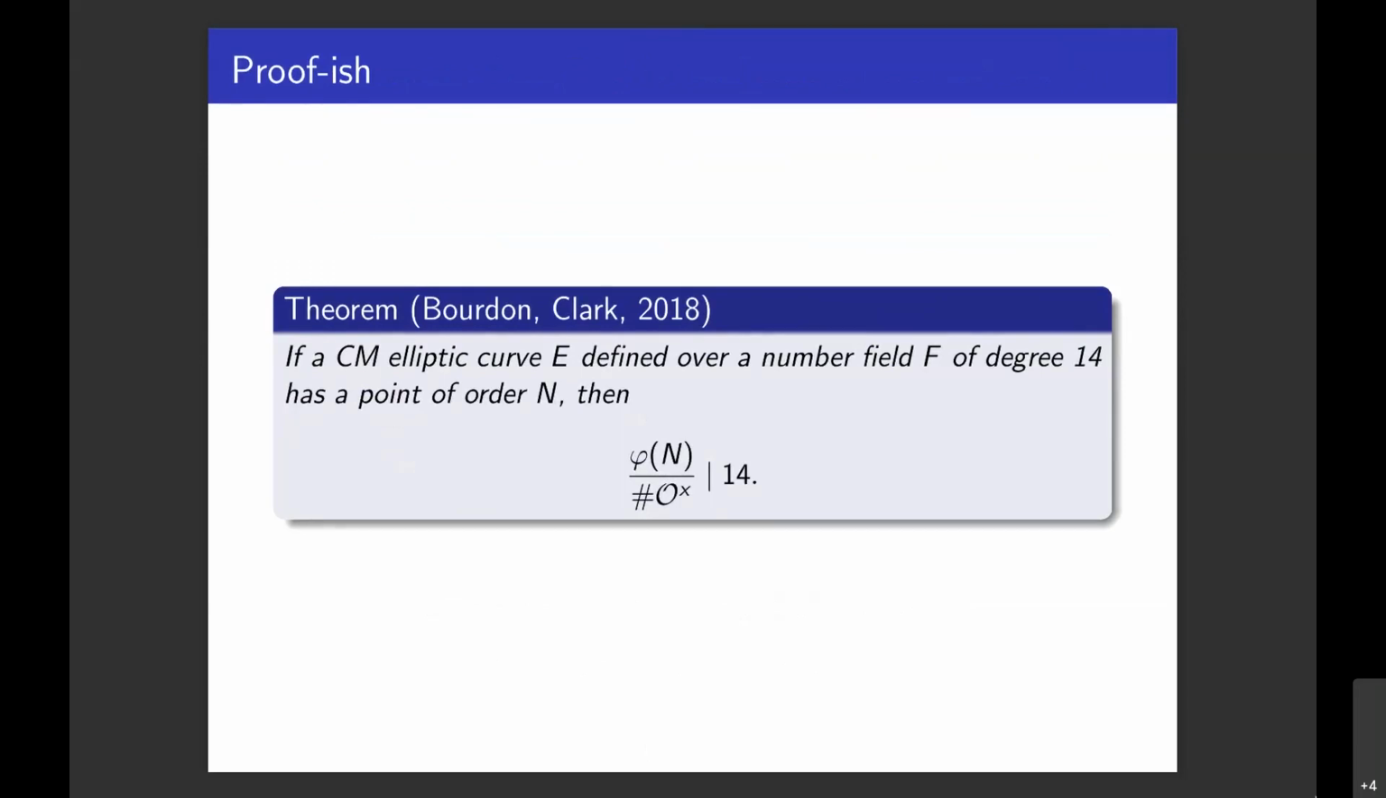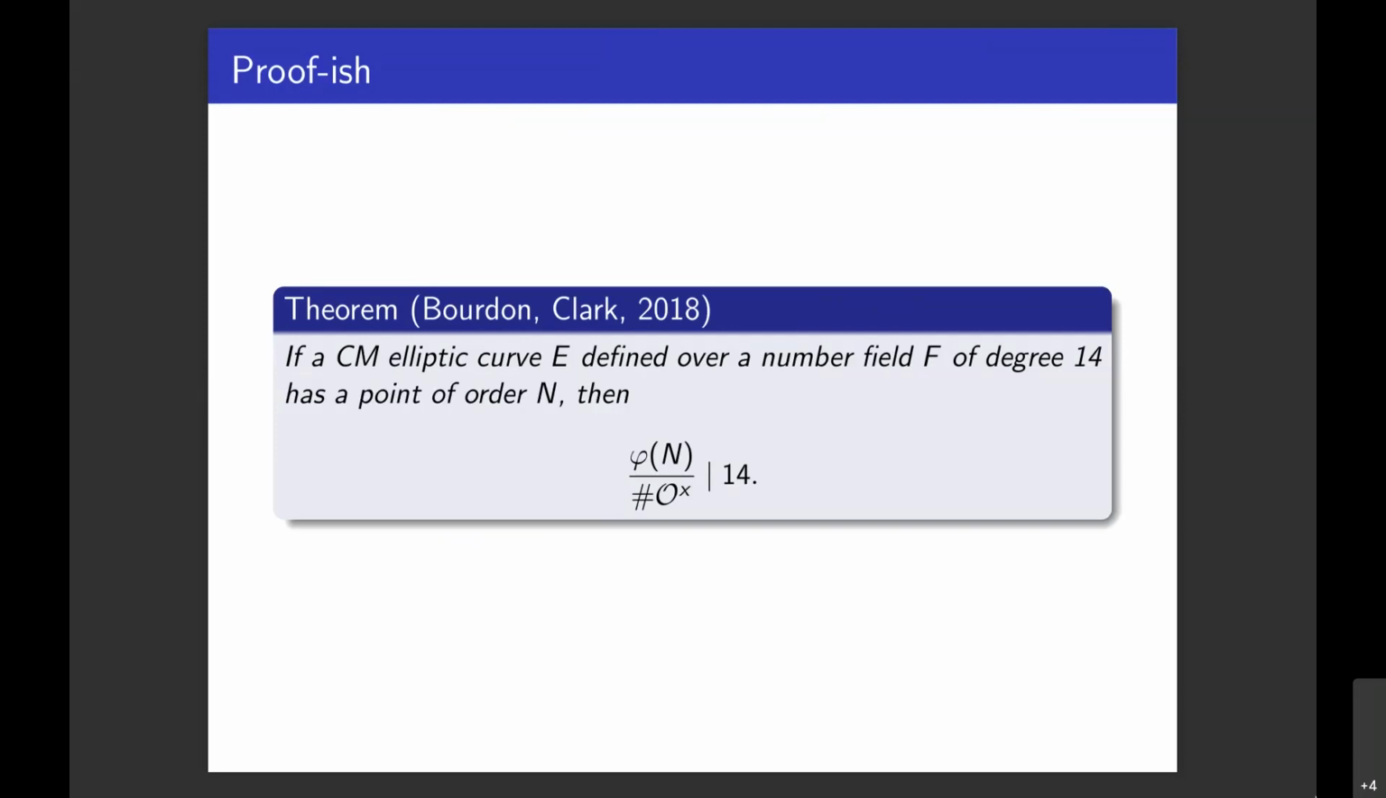One of the first things I used when I started trying to figure out a list of possible n's was a result of Bourdon and Clark from their 2018 work. If we have a CM elliptic curve E defined over a number field F of degree 14, and it has a point of order n, then we know that phi of n divided by the size of the unit group needs to divide 14. I put 14 here, but we could put D as well. That's their result. So this is how I start, by generating a list of some n's.